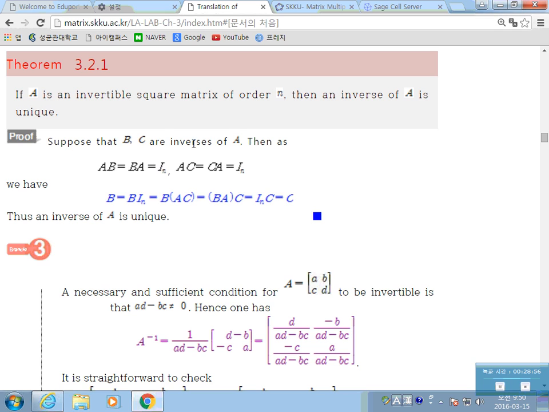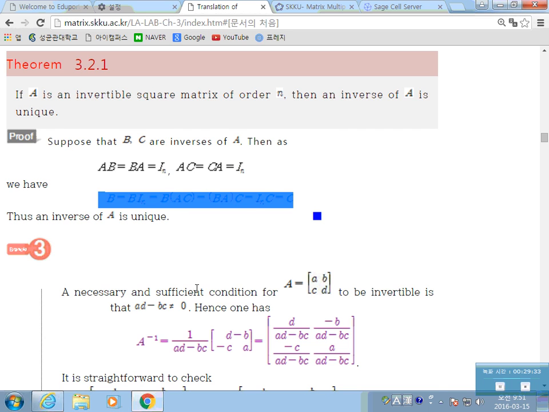To show the uniqueness, suppose there exist two inverses of A, say B and C. Then this should be satisfied, and this should be satisfied. But in this case, B is the same as B times the identity matrix, and that is B times AC, because AC is the identity matrix. We can use the associative rule here. Then BA is an identity matrix, so the identity matrix times C is just C. So this shows B is equal to C. So if you have two inverses, then they should be the same. So there's only one inverse matrix of a given one.